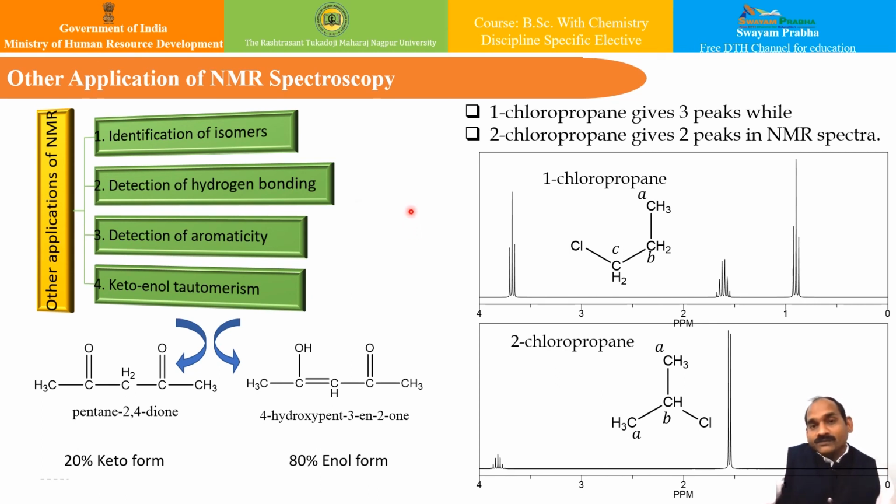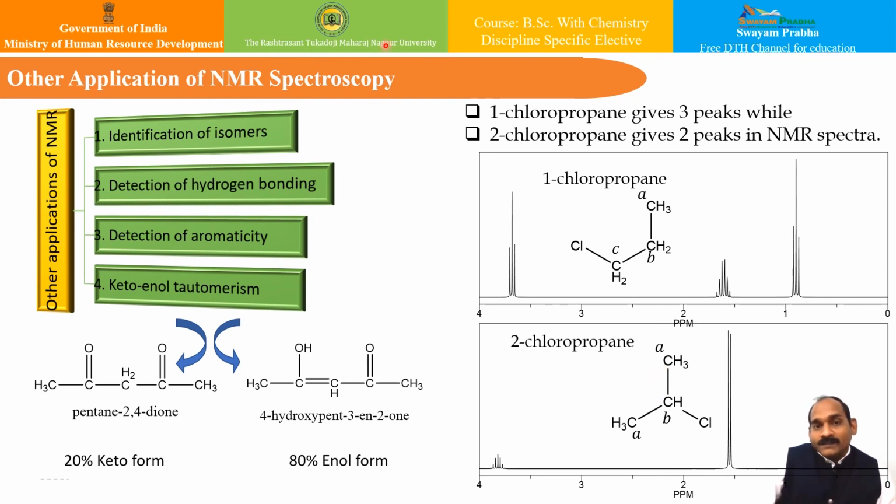In identification of structural isomers, different isomers have different numbers of groups of equivalent protons, and therefore they will give different numbers of signals, and therefore they can be distinguished. If you see this particular example, 1-chloropropane and 2-chloropropane, you can see the number of peaks changes. In 1-chloropropane you will get 3 peaks, while in 2-chloropropane you get only 2 peaks, and therefore you can identify the isomers.